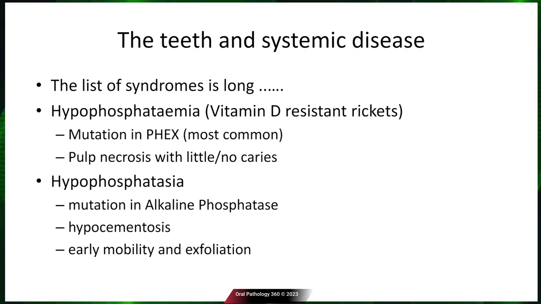And then, as I said, it would return to cementum, hypophosphatasia, which is mutated alkaline phosphatase, which overall affects the formation of bone. And because bone and cementum are very similar in their structure, you tend to get marked hypocementosis, which means that the teeth are not well anchored in the periodontal ligament, resulting in mobility and exfoliation of teeth.